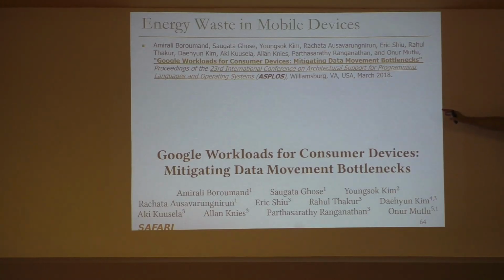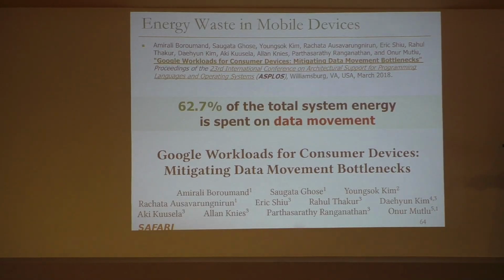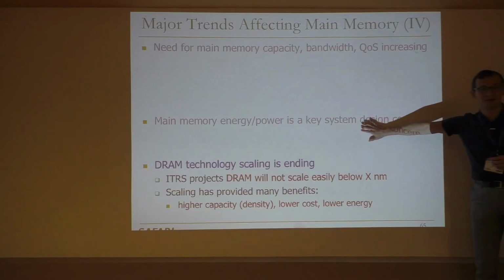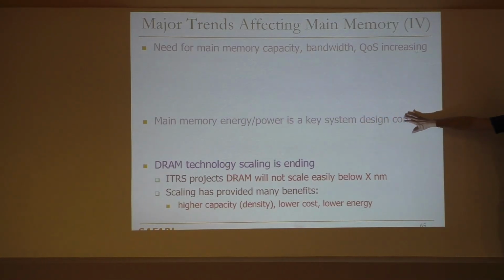Okay, we've done some study on these real workloads with Google, on the workloads that I showed you earlier: Chrome browser, TensorFlow, and video playback and capture. And we found out that more than 60% of the entire system energy is spent on data movement in these workloads. So you're really data movement bottlenecked in terms of energy also. So we're going to talk about this later on again. So that's the energy perspective. Energy is a growing concern, and it's really memory that's consuming most of the energy in a system today.